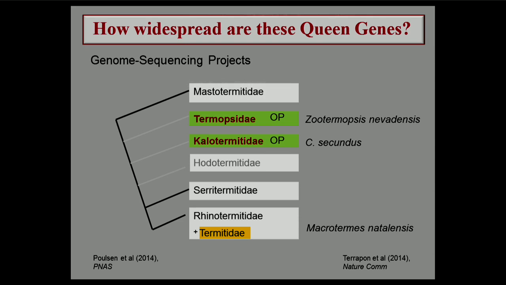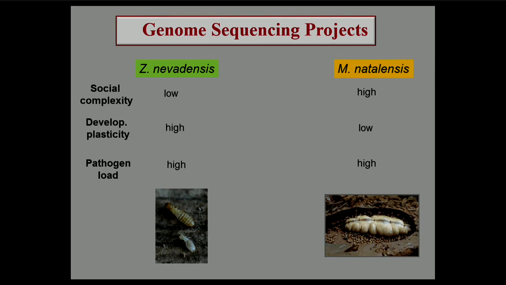By being involved in this project, we could compare these two termites. At the moment, we also have an ongoing genome project for our own species, Cryptotermes secundus. When you look at the social traits of these species, they are very, very different. Zootermopsis nevadensis and Macrotermes natalensis are at opposite ends of the sociality spectrum that you can find in termites.